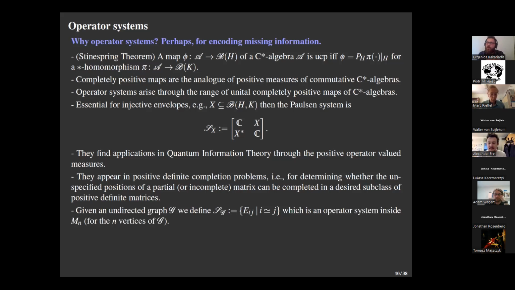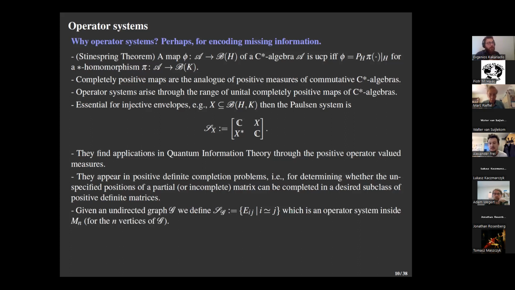Just the states, like the completely positive maps into complex numbers are just the states, and these are the positive measures. That would not be enough to have the structure that you would like. You also want completely positive maps taking values in a matrix algebra, so not just having scalars in the range, but also having n by n matrices.